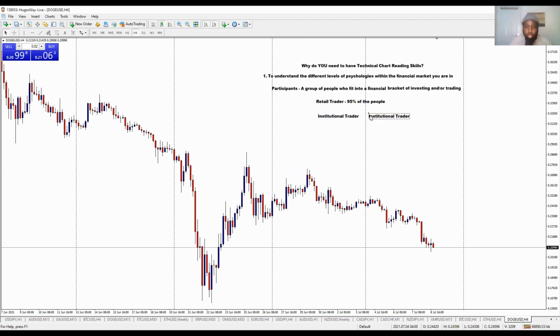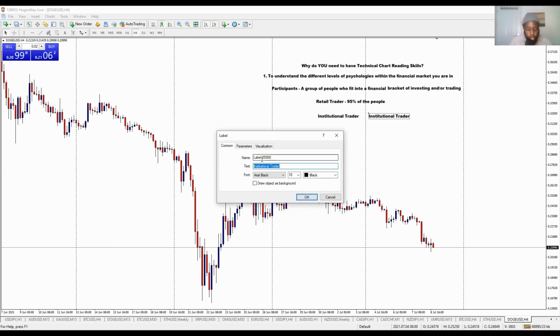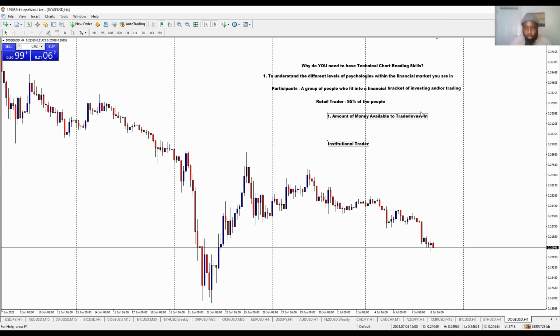So what separates a retail trader and an institutional trader is two things. Number one, the amount of money available to trade or invest in. That's one thing. So what separates these guys out?